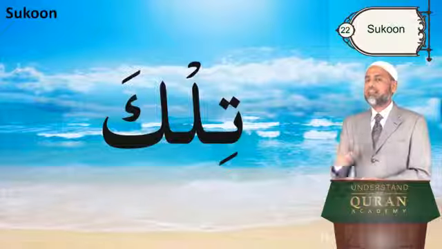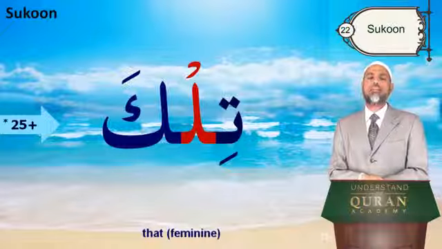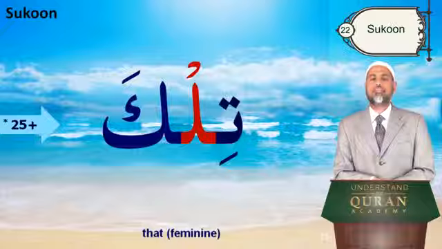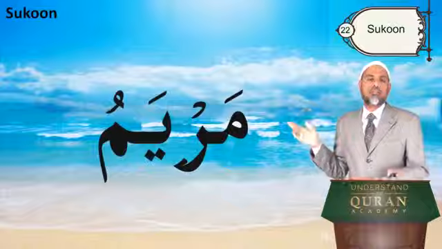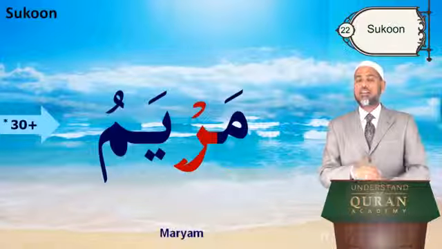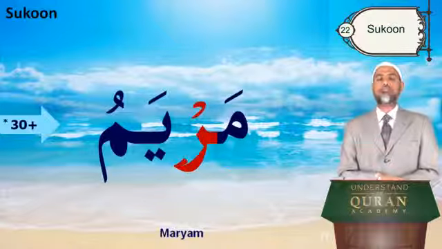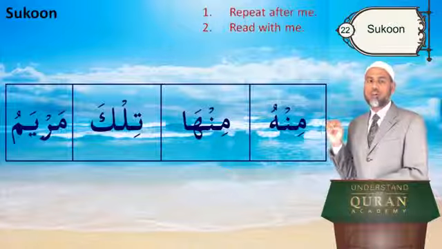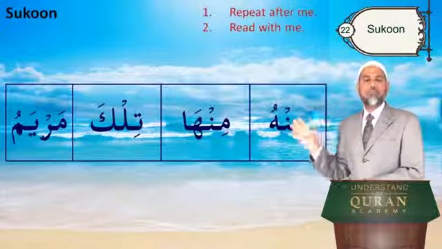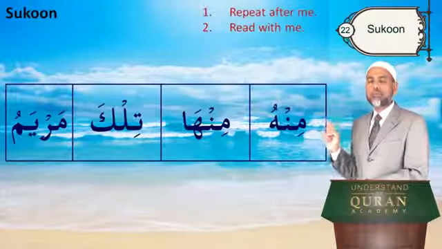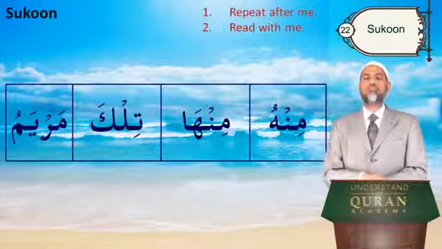Similarly, til, just say til, and the ka will be as normal. Tilka. Maryamu. So you say mar, and yamu is normally recited. Ra is thick here. Don't say Maryam. Maryamu alayha salam. Revise the last four. Minhu. Minha. Tilka. Maryamu. Once again.